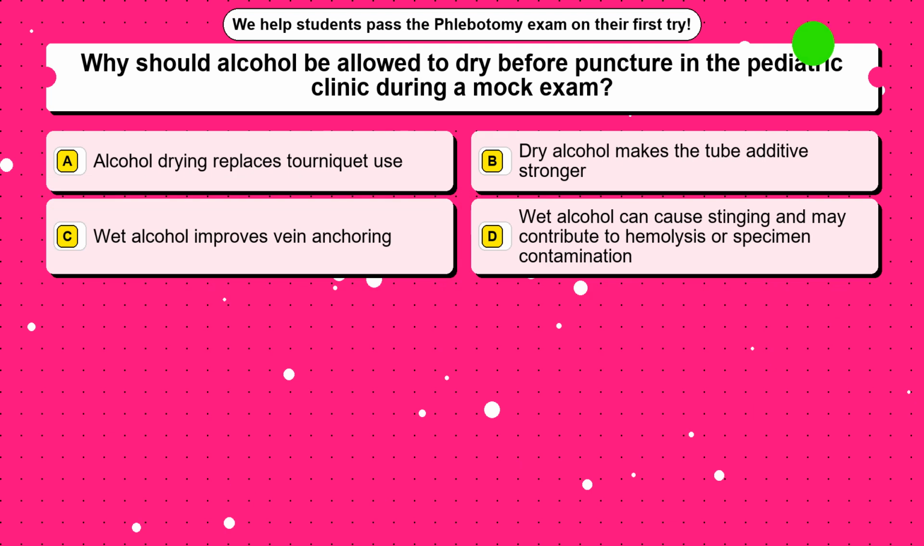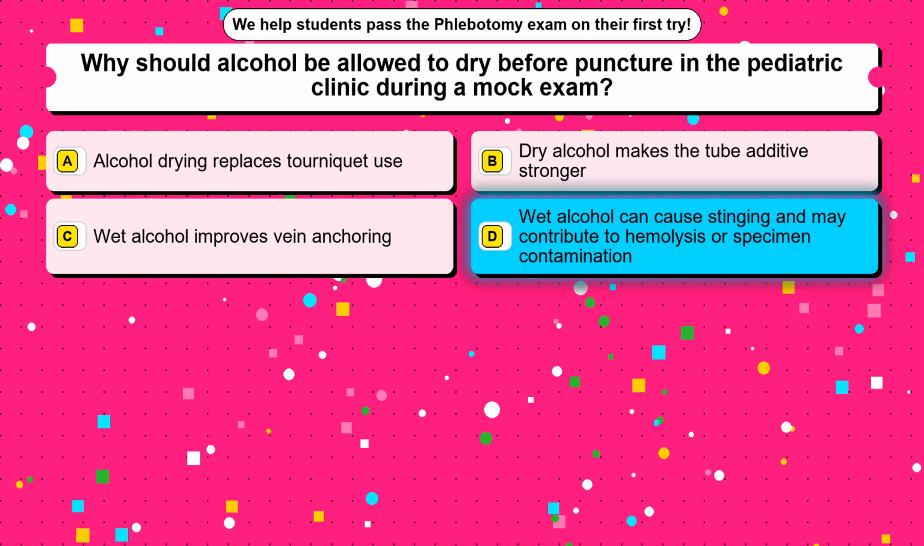Question 61. Why should alcohol be allowed to dry before puncture in the pediatric clinic during a mock exam? Option A. Alcohol drying replaces tourniquet use. Option B. Dry alcohol makes the tube additive stronger. Option C. Wet alcohol improves vein anchoring. Option D. Wet alcohol can cause stinging and may contribute to hemolysis or specimen contamination.